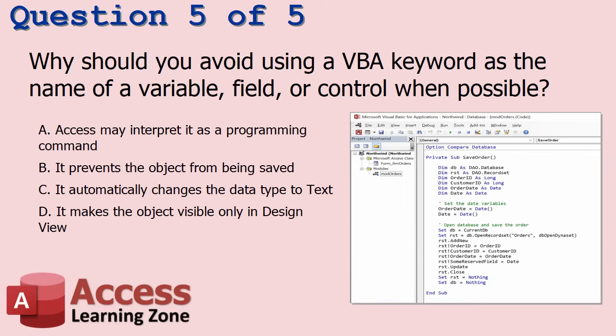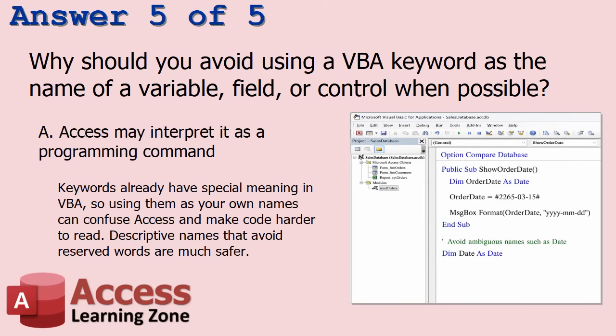And question 5. Why should you avoid using a VBA keyword as the name of a variable, field, or control whenever possible? Access may interpret it as a programming command, it prevents the object from being saved, it automatically changes the data type to text, or it makes the object visible only in design view. A. Access may interpret it as a programming command. For example, don't use a variable called messagebox.